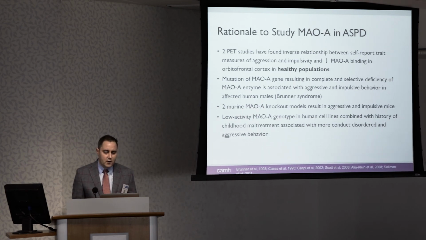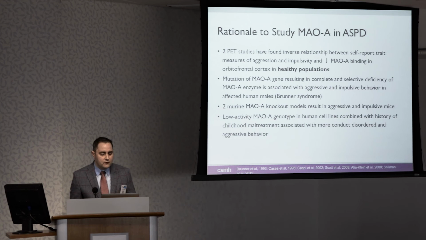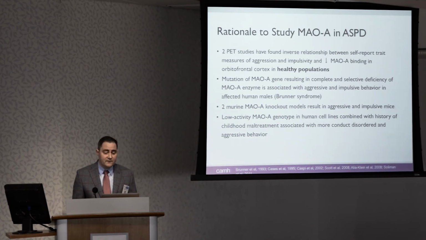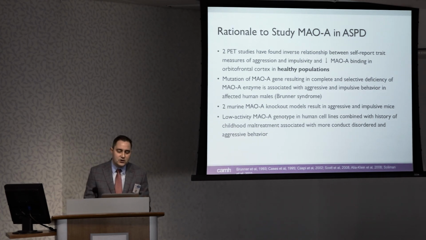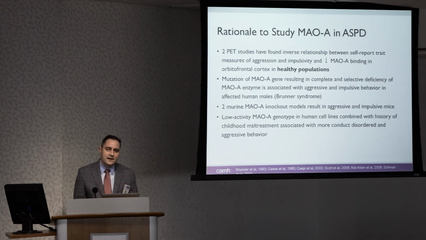I'll turn to our PET study now. So why would we study MAO-A in antisocial PD? Well, 2 PET studies have found inverse relationships between self-report trait measures of aggression and impulsivity, with decreased binding in orbital frontal cortex in healthy populations. And one of these studies was from Nellie Elliott Klein from Mount Sinai. There's a mutation of the MAO-A gene that results in complete and selective deficiency of the enzyme, and it's associated with very aggressive and impulsive behaviors.